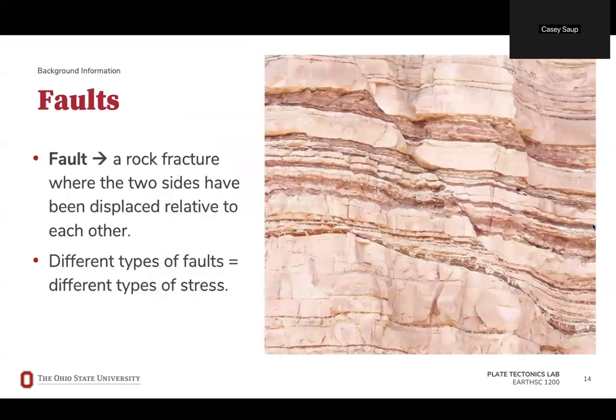Faults are rock fractures where two sides have been displaced relative to each other. Different types of faults result from different types of stress. Faults are important indicators of past tectonic activity and can help us understand the forces that have shaped an area's geology.